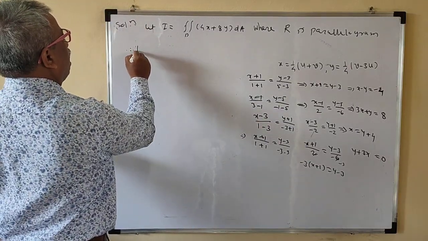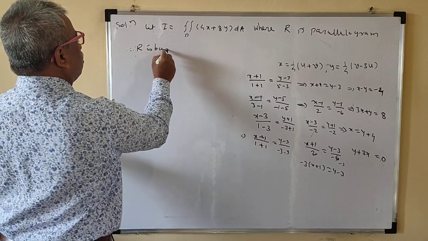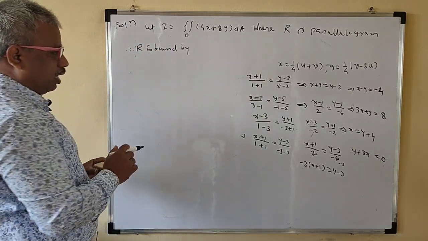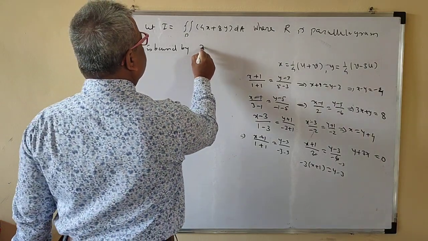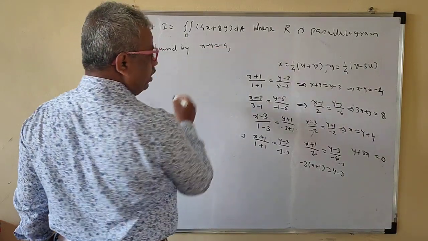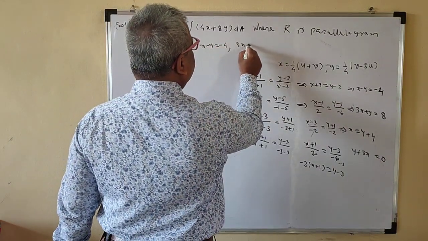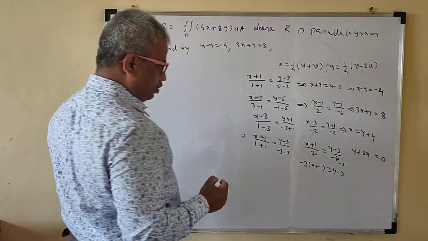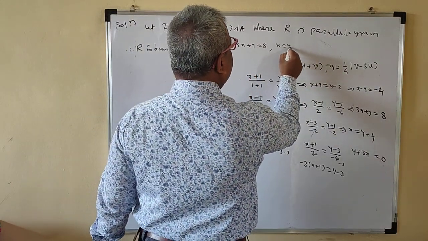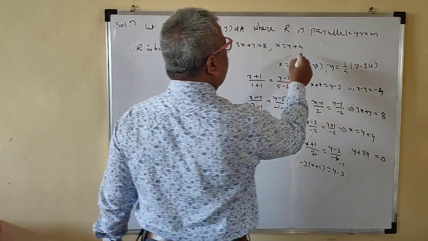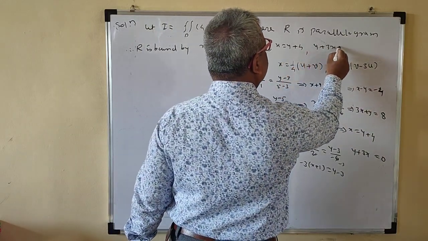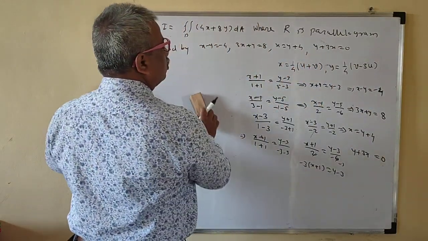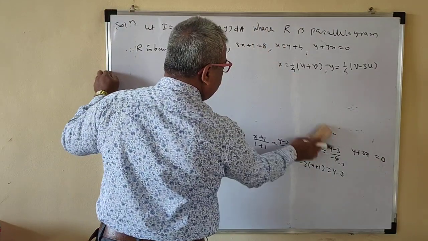Therefore R is bounded by x minus y is equal to minus 4, 3x plus y is equal to 8, x is equal to y plus 4, and y plus 3x is equal to 0.